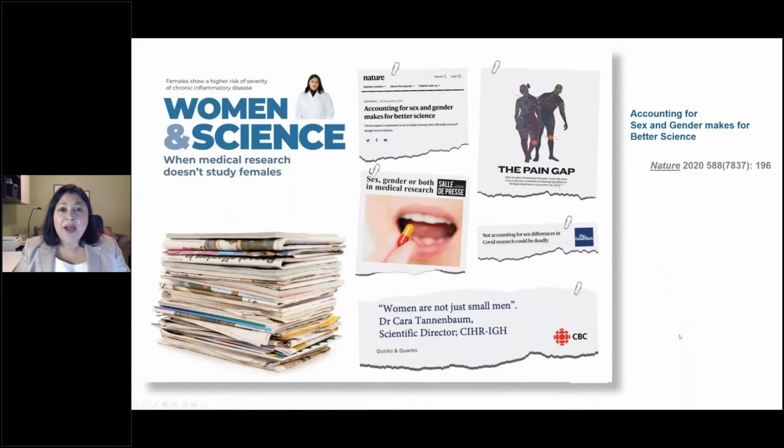As some of you have seen in the media, there has been some interest in accounting for sex and gender in biomedical research. And there are some incredibly good review articles that talk about how accounting for sex and gender just makes for better science. And I especially like this quote of the scientific director of the Canadian Institutes of Health Research, Institute of Gender and Health, Dr. Kara Tannenbaum, who said very poignantly, women are not just small men.